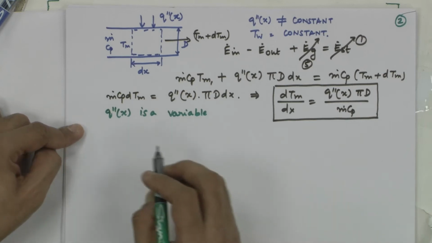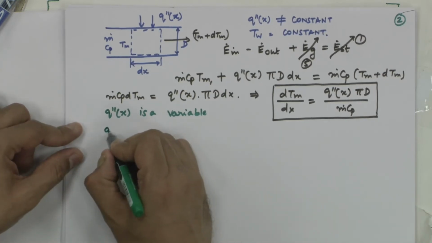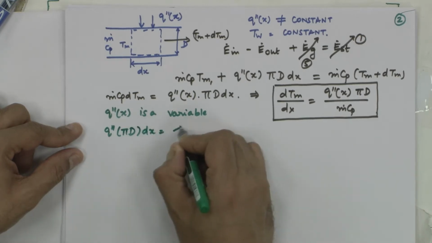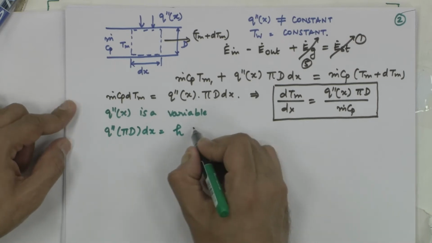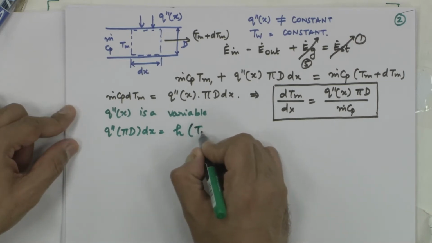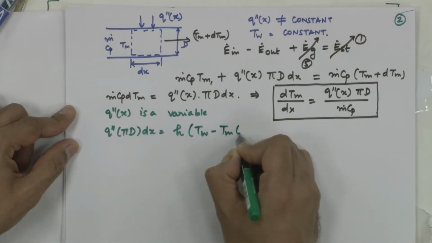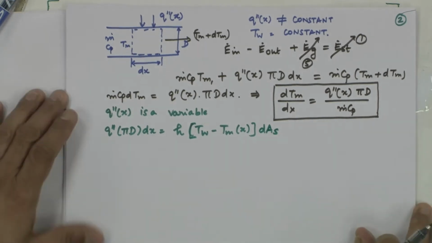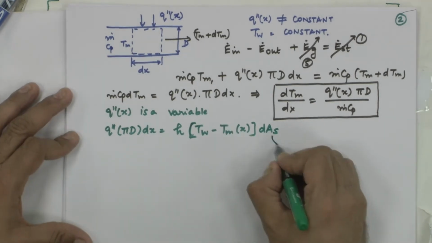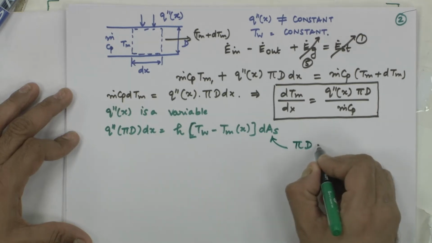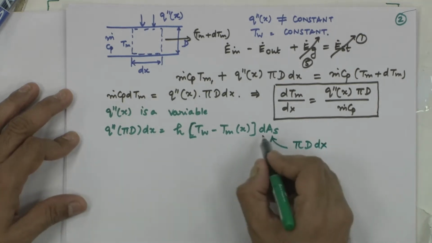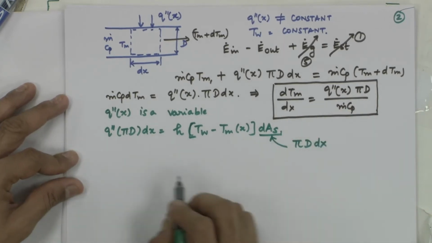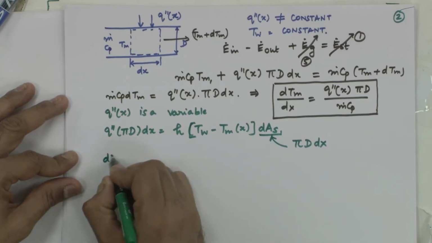Because q double prime x is a variable, we have to write it as q double prime into pi d dx. Heat transfer rate is equal to local heat transfer coefficient times (T wall minus T local) into dA, the elemental surface area. What is the elemental surface area? Pi d dx.